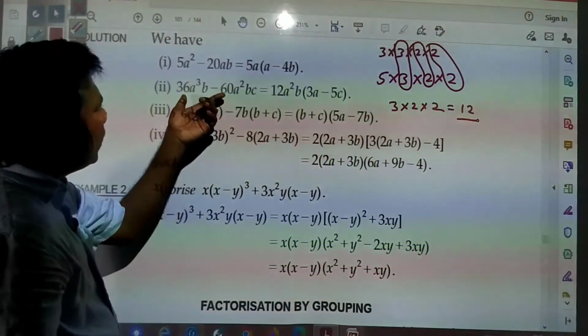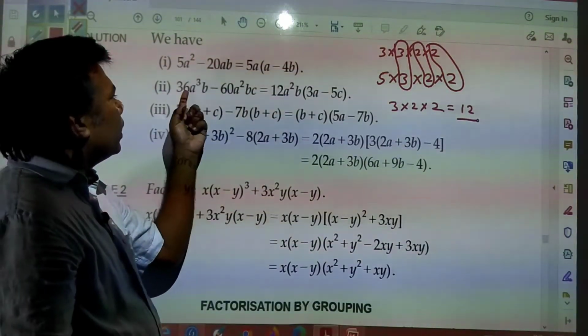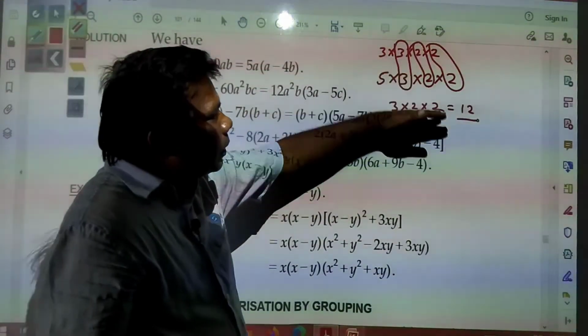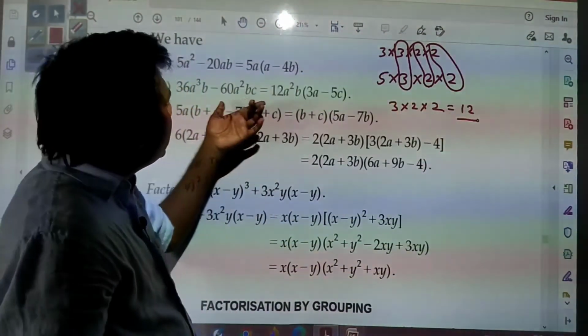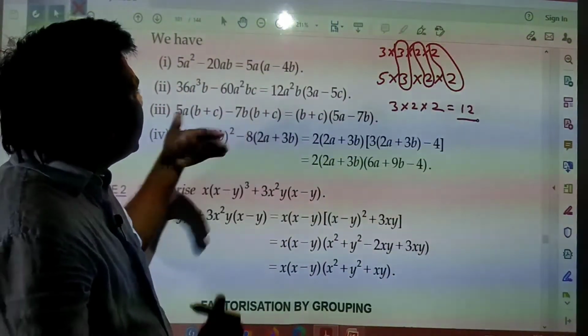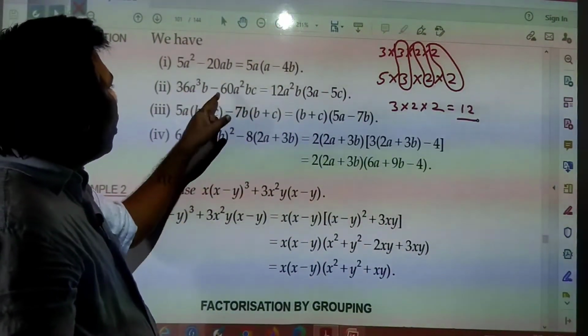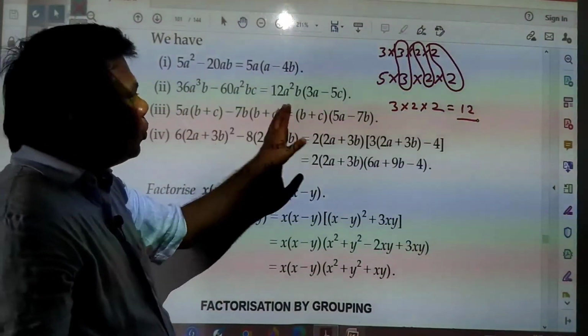So what common can we take out? 12 we can take out from 36 and 60. For the beginning, either this method can be applied or HCF can be found out. But later with practice, by seeing itself you will know what common you will have. So 12 has been taken.